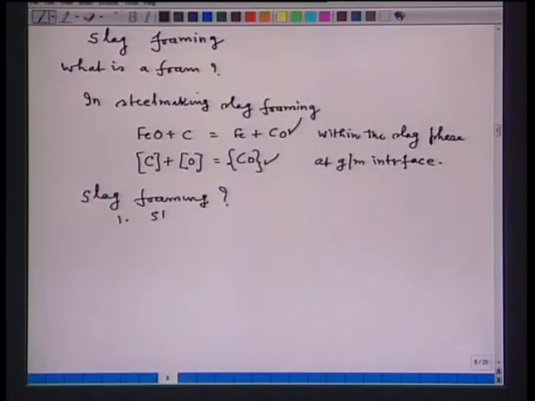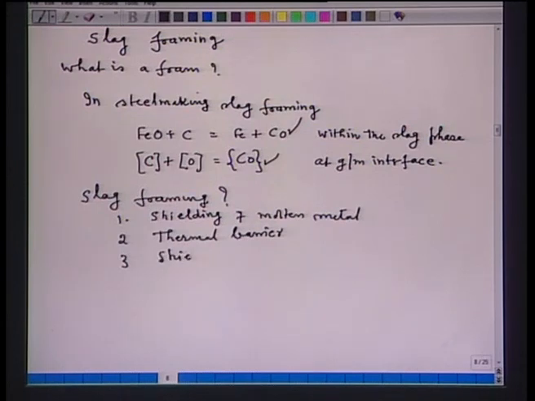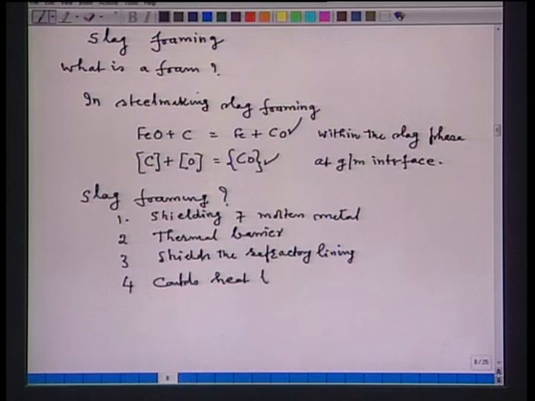Now, there are other advantages of slag foaming. The first advantage is shielding of molten metal against reoxidation. Second, slag foaming also acts as a thermal barrier. Third, it shields the refractory lining, particularly in electric arc furnace steel making. Fourth, it controls heat transfer from the post combustion flame to the metal bath.